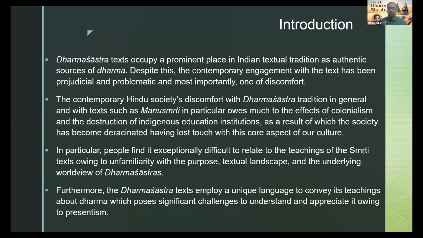The great discomfort owes, first of all, of course, to the effects of colonization and the destruction of indigenous education systems, education institutions, and the introduction of modern English-based education. A result of this was that Hindu society, the Indian society itself, has moved away from our dharmic worldview, moved away from our dharmic ideals, moved away from what constitutes the core teachings of dharma, and it has become deracinated, lost touch with the core aspect of our culture and civilization. So, because of this, people find it exceptionally difficult today to relate to the teachings of the Smriti texts.